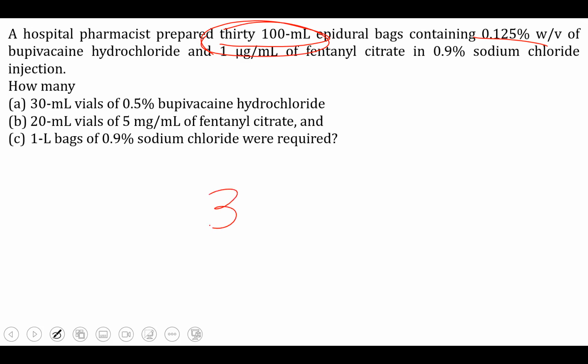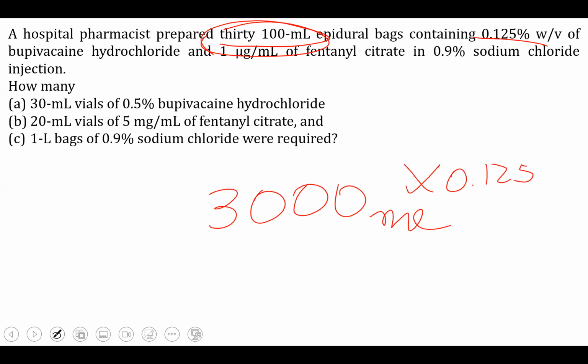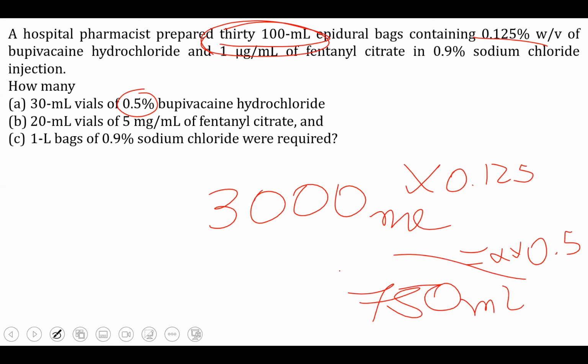Let's do a real quick one. Let's say 3000 ml you have to make. Usually we make a little extra, just to make 30 bags, correct, at the concentration of 0.125. Example of C1V1 equals C2V2. So if you have a stock solution of 0.5%, we need in total, roughly 750 ml of bupivacaine 0.5%, correct.